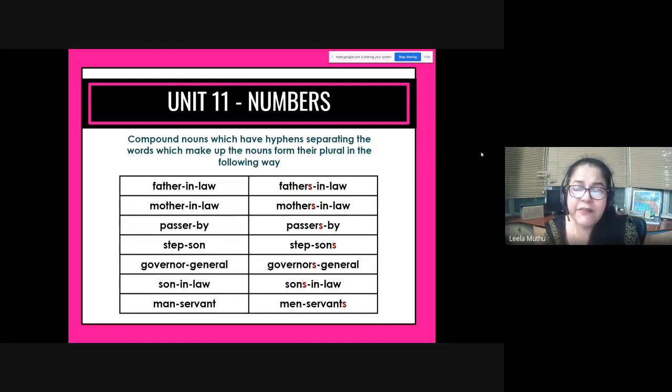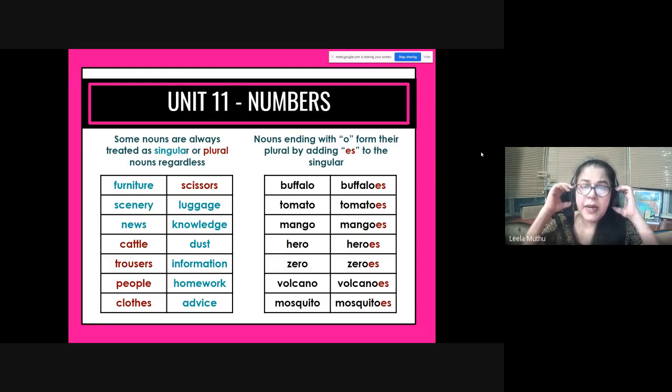Understood? And then you have manservant becomes menservants. Man becomes men, servant has an S added to it to make it into the plural form. Understood, children? Okay. Now, you have some words which are always treated as singular.